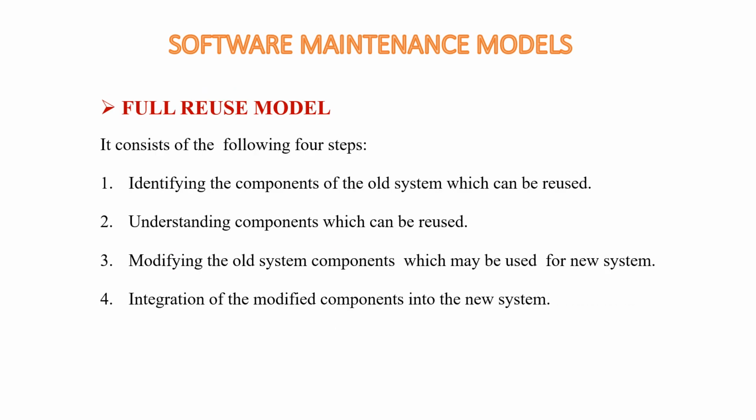The next model is the full reuse model. It consists of four steps, that is identifying the components of the old system which can be reused. As the name suggests, we are reusing the old system. So we'll be identifying the components in the old system which we can reuse. Then the second is understanding those components which can be reused, because without understanding those components, we cannot modify them. The third stage is modifying the old system components which may be used for the new system. And the last and final stage is integration of those modified components into the new system.